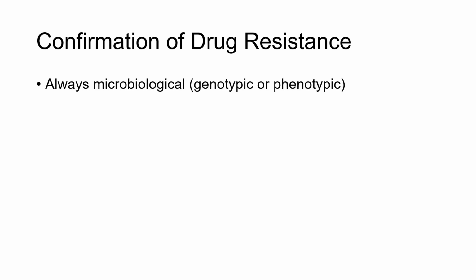So how do we confirm drug resistance in a case? Confirmation of drug resistance always has to be microbiological. It may be genotypic resistance and it may be phenotypic resistance. What is the difference between a genotypic and phenotypic resistance? Genotypic resistance means that particular gene or mutation for resistance is present in that bacilli. Phenotypic resistance means whether that bacilli actually responds to the drug.